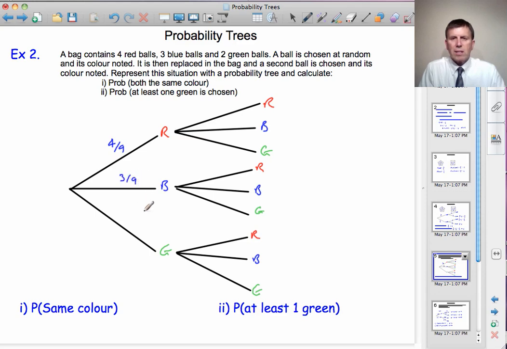Now you may be tempted to cancel that to a third, but I would advise not. Let's keep everything on the same denominator. Next, 2/9 because there are 2 greens. Now we go on to the second pick. Notice that we put the ball back in the bag, so there's still 9 balls in the bag. 4 of them are still red, 3 of them are still blue, and 2 are still green. So the probabilities on these sets of 3 branches will be just the same as they were there. So we'll have 4/9, 3/9, and 2/9, and the same all the way down.